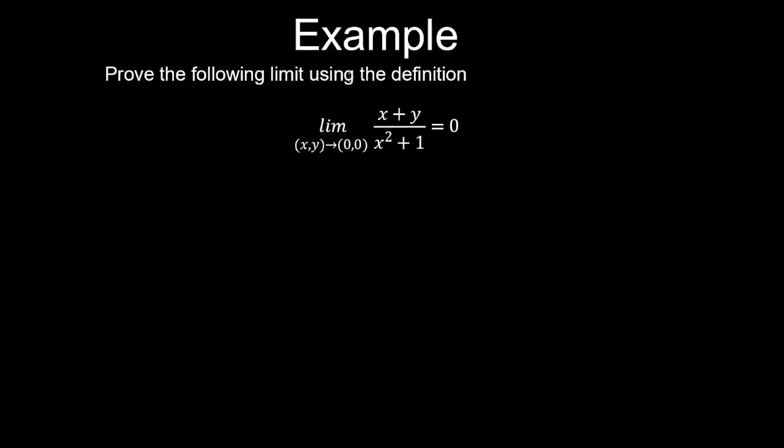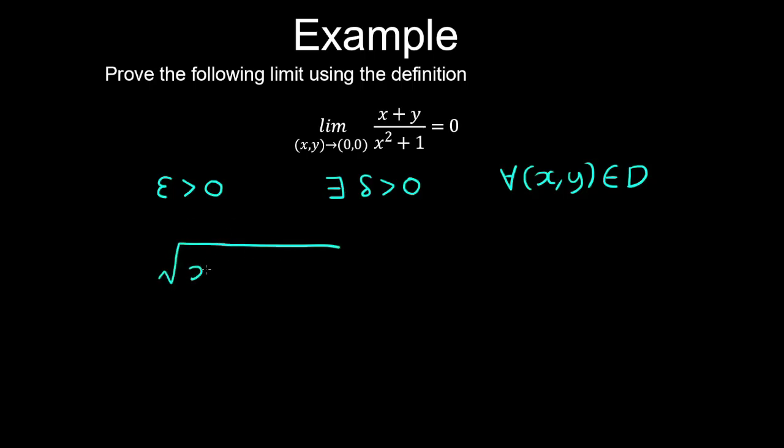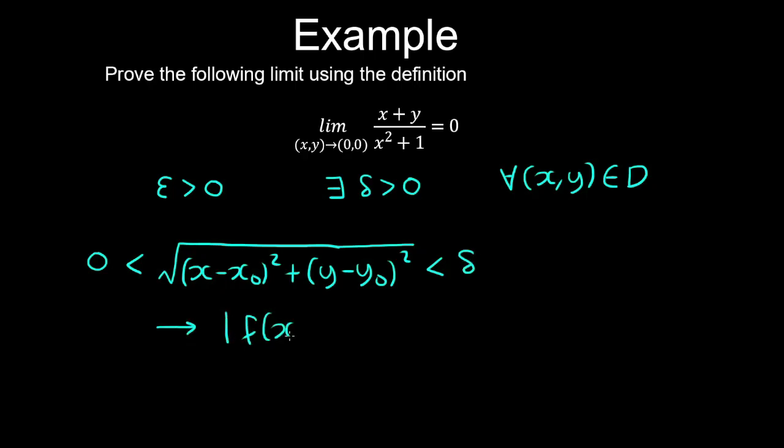Let's prove the following limit using the epsilon-delta definition. So recall for this limit to exist, for all numbers epsilon, which are positive, there exists another number delta, which is also positive, such that for all points in the domain of the function, the distance between the 2 points, so we have the square root of x minus x naught squared plus y minus y naught squared, being between 0 and delta, implies that the absolute value of the function minus the limit is less than epsilon. So here x naught is 0 and y naught is 0, and the limit L is also 0.